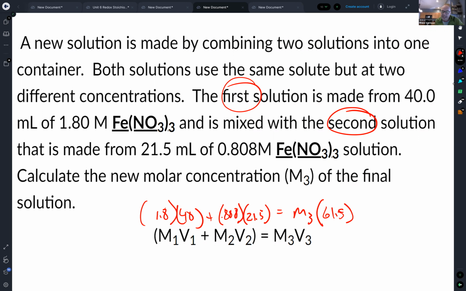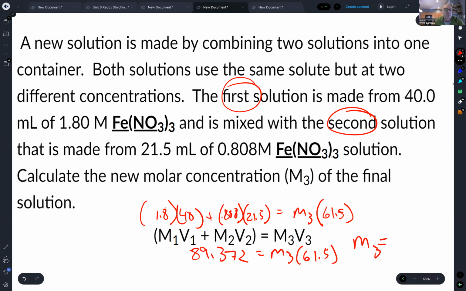Now, what we're looking for is M3. We don't know specifically what the new volume is, but we do because we just simply add together the 40 plus the 21.5, and you get 61.5 milliliters. So I got 1.8 times 40 plus 0.808 times 21.5 equals. So this left side is equal to 89.372. M3 times 61.5. So now we just solve for M3 divided by 61.5. And what you get is M3 is equal to 1.45 molarity.